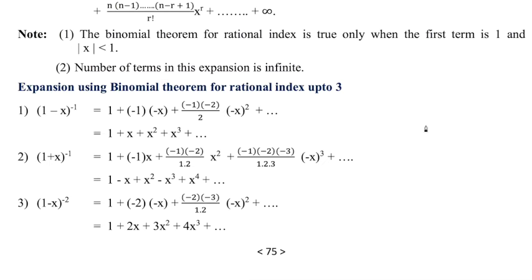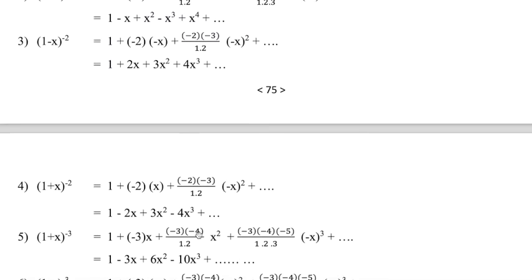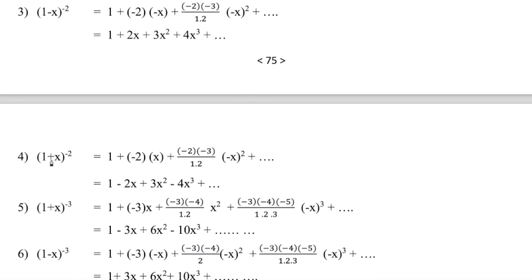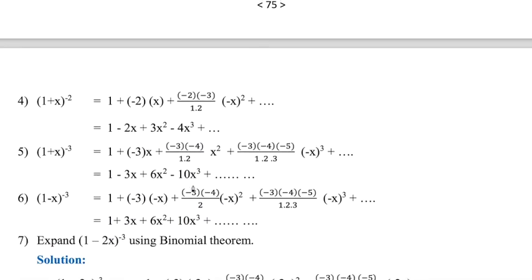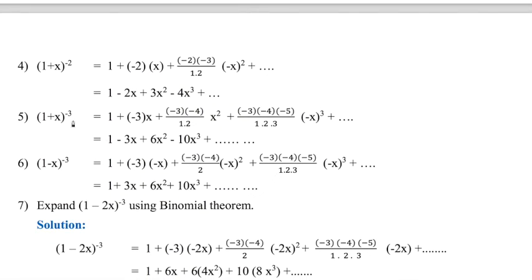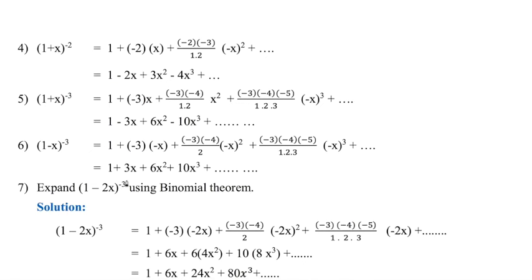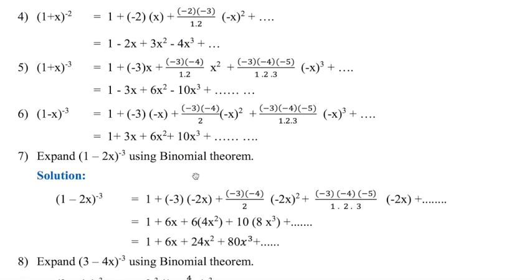So 1 plus x whole power minus 1 comes out to be 1 minus x plus x square minus x cube plus x power 4 and so on. 1 minus x whole power minus 2 is 1 plus 2x plus 3x square plus 4x cube and so on. 1 plus x whole power minus 2 is 1 minus 2x plus 3x square minus 4x cube, like that. Again, 1 plus x whole power minus 3 is 1 minus 3x plus 6x square minus 10x cube and so on. And 1 minus x whole power minus 3 is 1 plus 3x plus 6x square plus 10x cube and so on.